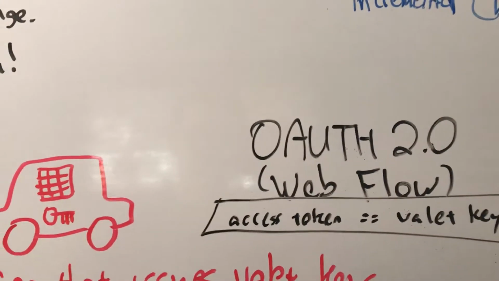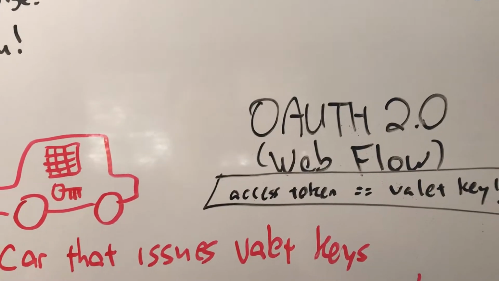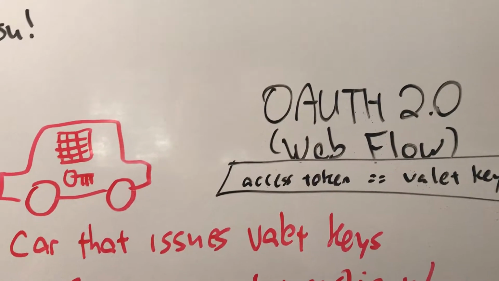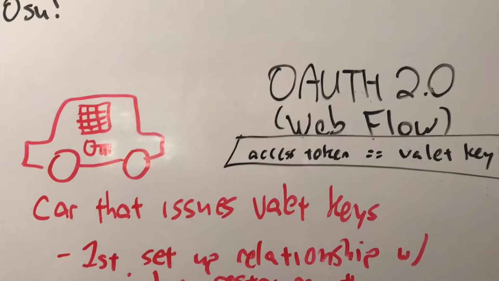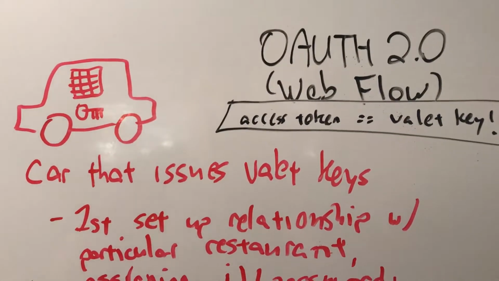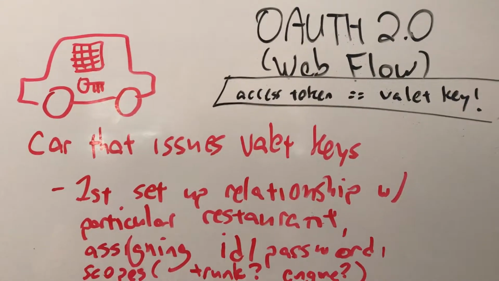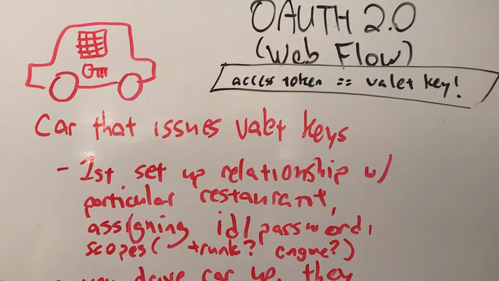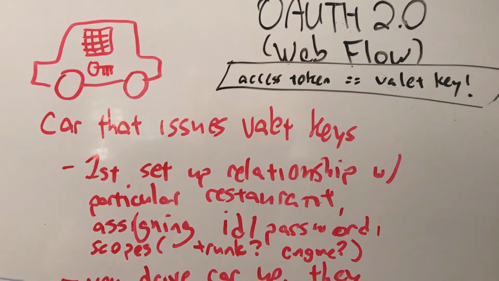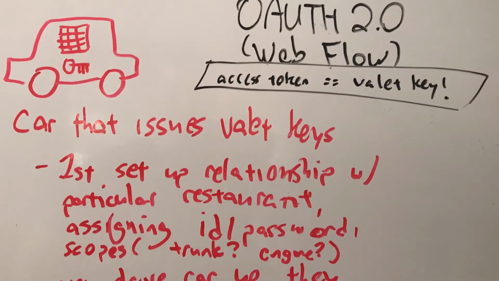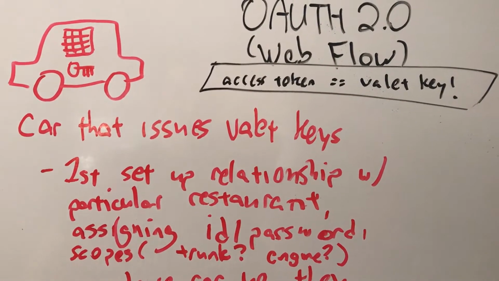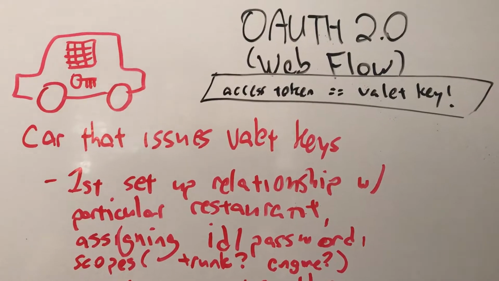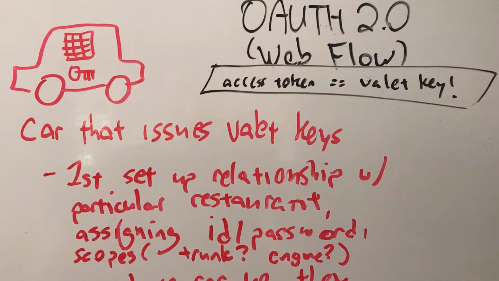And the valet key is a limited scope key that you can give to people that you don't trust all the way, but you do want some convenience of using their service. So, for example, if you're valet parking at a restaurant, you want to let the restaurant have some access to your car, but not all access. So the OAuth metaphor is that of a car that can issue its own valet keys.